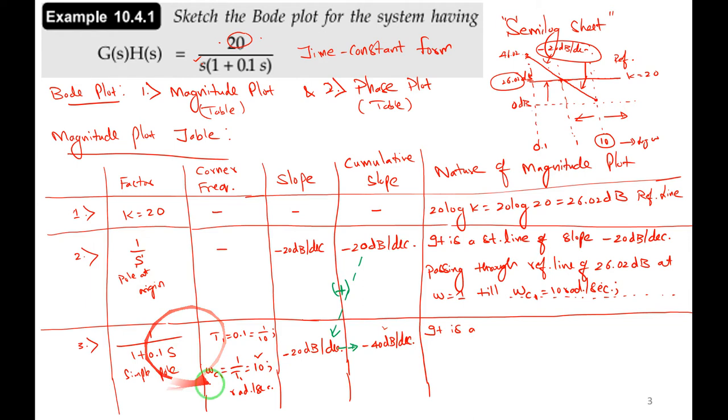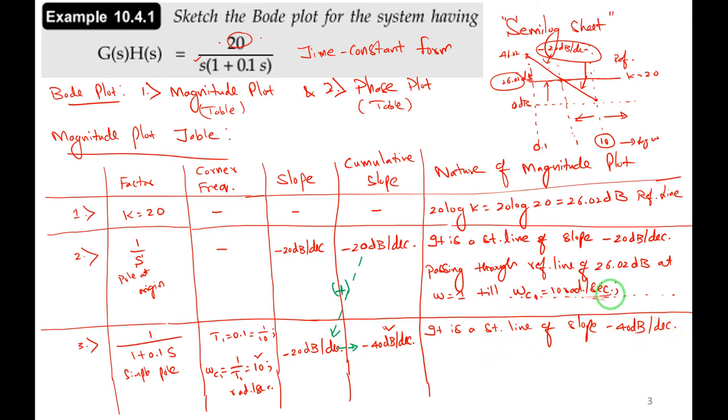Due to all the factors I should consider the cumulative slope now. It is a straight line. Straight line means ST means straight. I am using this notation: straight line of slope minus 40 dB per decade, because the cumulative slope is minus 40 dB per decade.